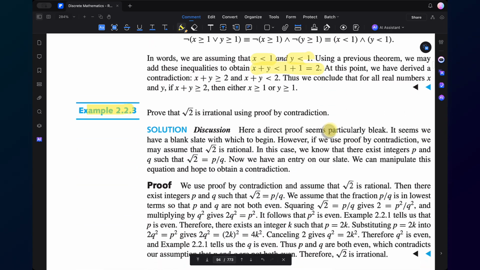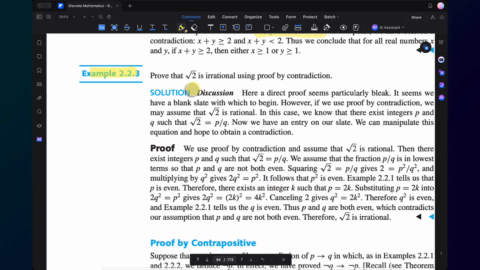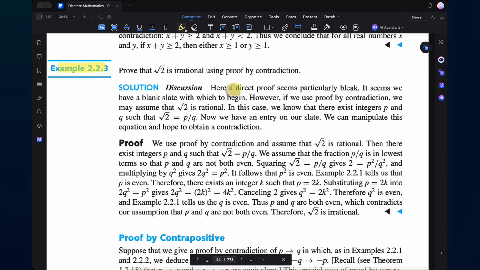Let's do another example. Let's prove that the square root of 2 is irrational using a proof by contradiction. So if we're going to prove this by contradiction, we would have to assume that the square root of 2 is a rational number. Okay, so there we go.